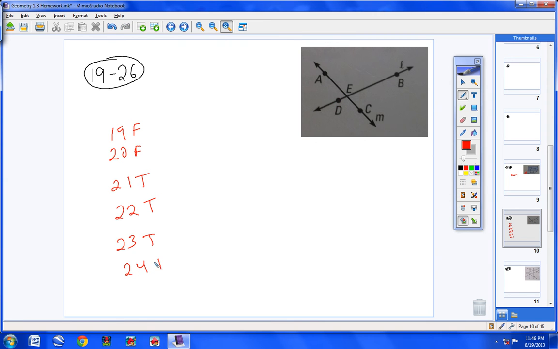All right, 25. D lies on line M. Well, here's line M right here, and D's way over here. So the answer to that is false. That is not true. False.